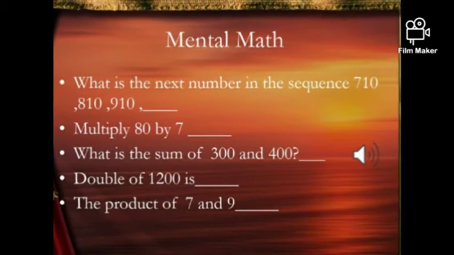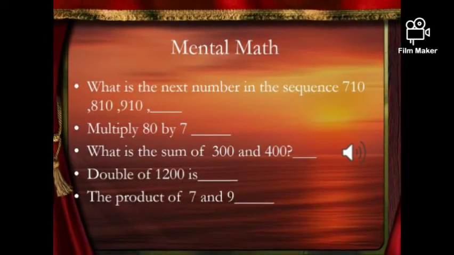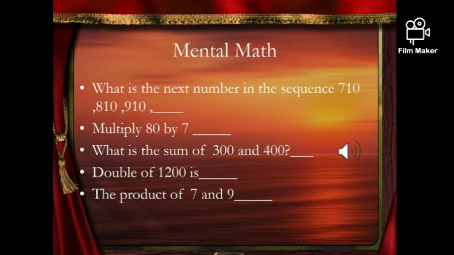The first one is, what is the next number in the sequence? 710, 810, 910. Multiply 80 by 7. What is the sum of 300 and 400? Double of 1200 is, the product of 7 and 9 is. I hope you know the meaning of product of. We have done it so many times in class. Okay, so you have only 5 minutes to solve.